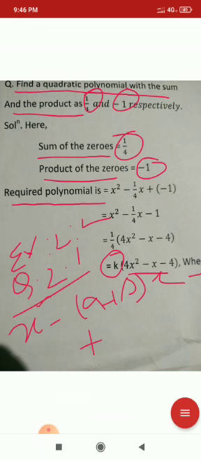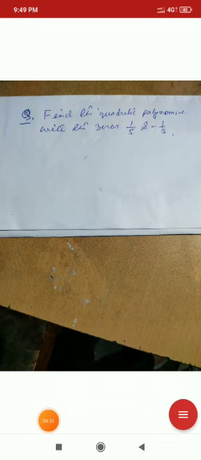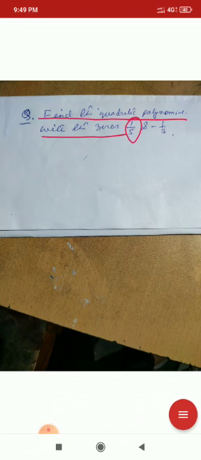Now I have given one homework. You have to solve it and show me. Find the quadratic polynomial with the zeros 1 by 5 and minus 1 by 3. You solve it and show me.